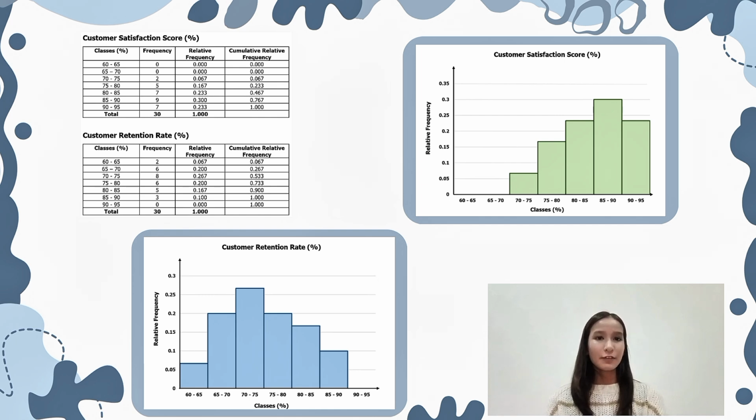For customer satisfaction, we see that the highest relative frequency is in the 85 to 90% range with 30% of customers. And the second highest is in the 80 to 85% range at 23.3%. This tells us that most customers are highly satisfied.